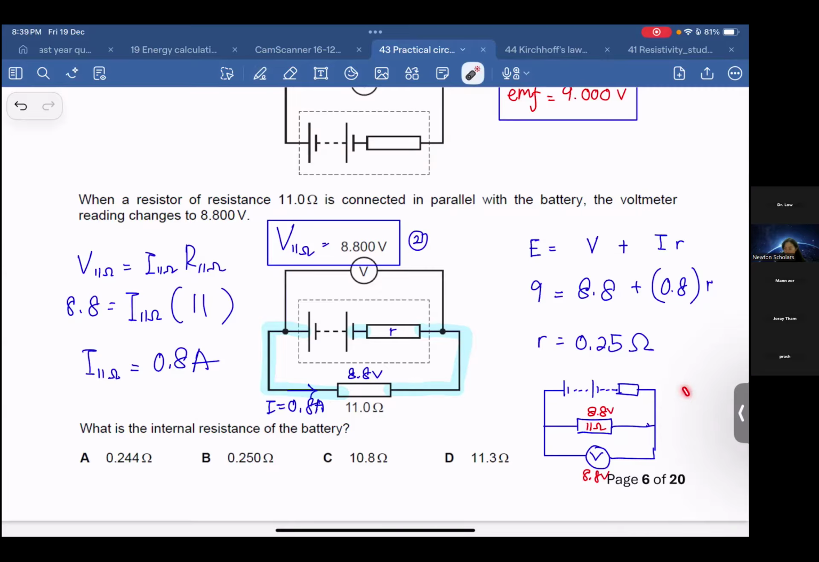Okay, with this diagram I want to tell you, when the switch is closed, the voltmeter reading actually is measuring the potential difference across the component. It doesn't include your internal resistance. Okay, until here, is that clear?